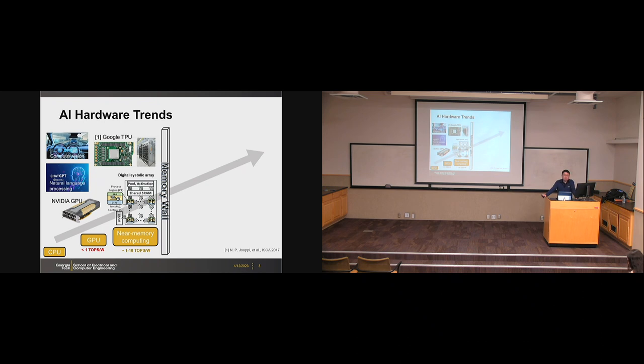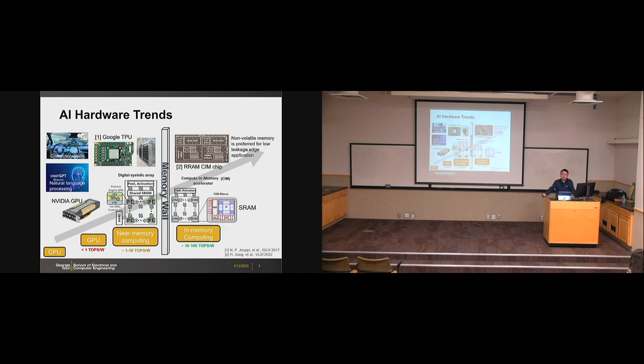If you look at the metric to evaluate hardware performance, in many cases we quote TOPS per watt. That is essentially the throughput divided by the power. The GPU or the domain-specific CMOS accelerators typically have single-digit TOPS per watt. So how do we further break this memory wall problem? We are looking into the emerging paradigm, for example, computing-in-memory or in-memory computing, to further improve the energy efficiency towards like 100 TOPS per watt.